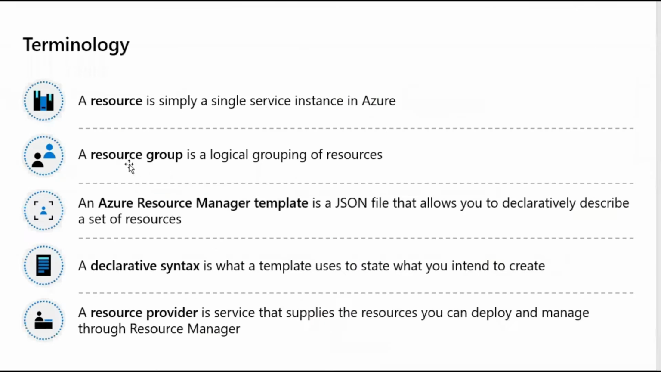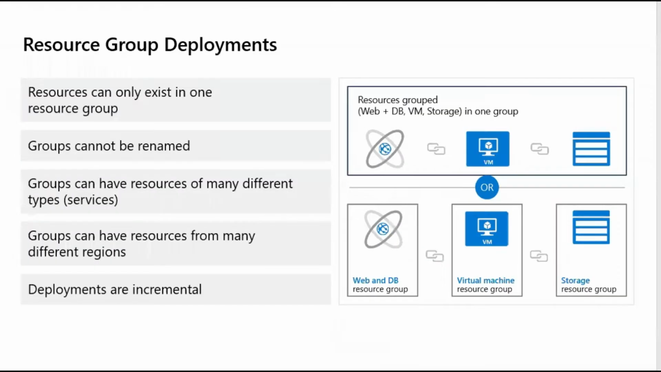Resource group is a logical grouping of resources. Azure Resource Manager template is a JSON file, and we have looked at this one. A resource provider is a service that supplies the resources you can deploy and manage through Resource Manager.